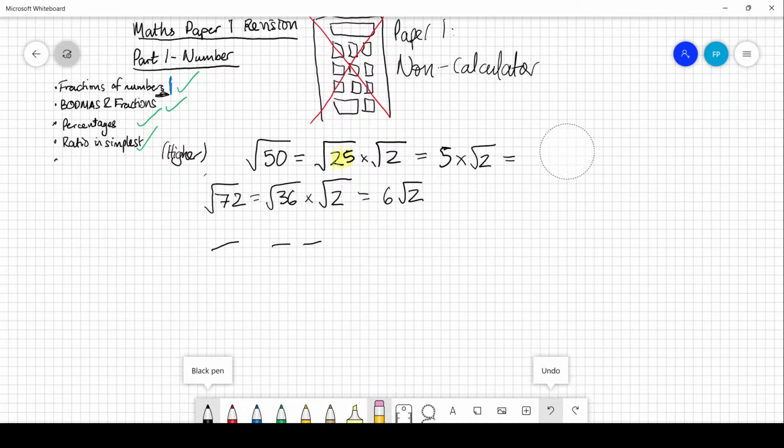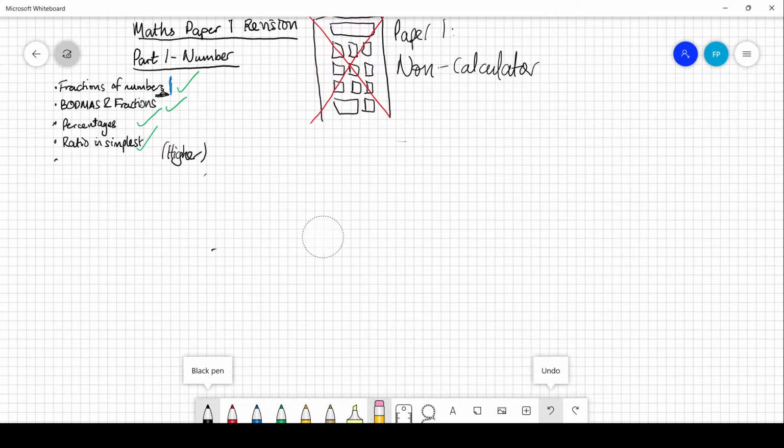Now we'll move on to another bit of surds, which gets slightly harder. You might be asked to simplify a surd in a fraction. A good example can be the simple 1 divided by the square root of 3.